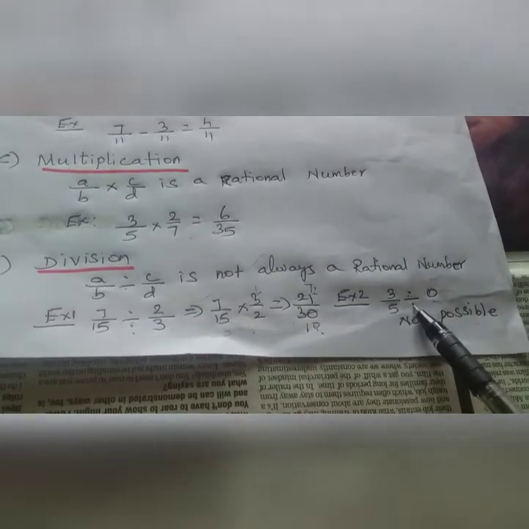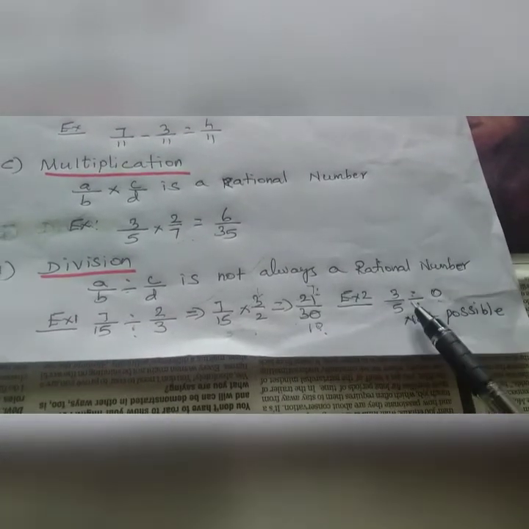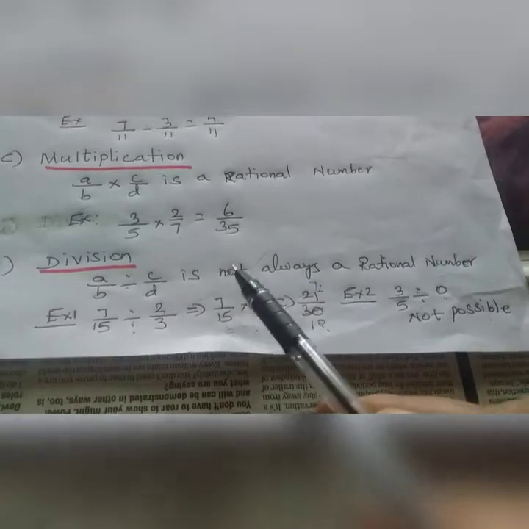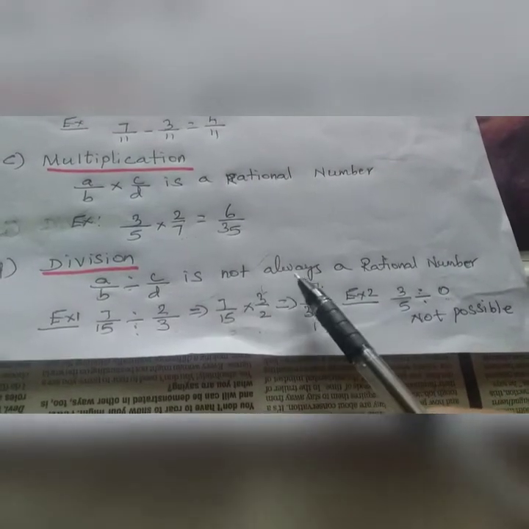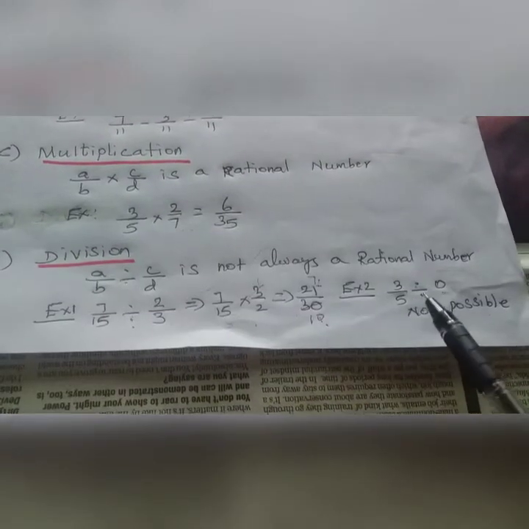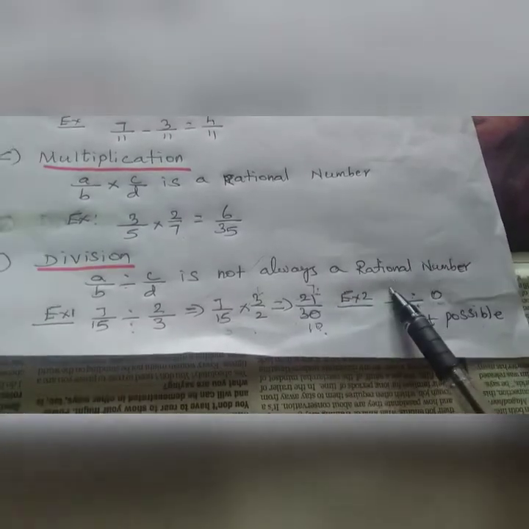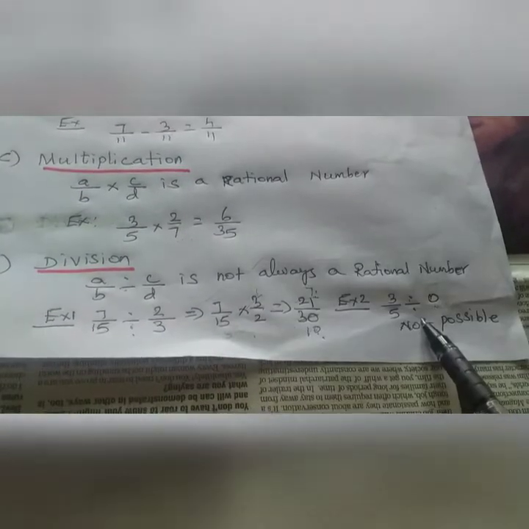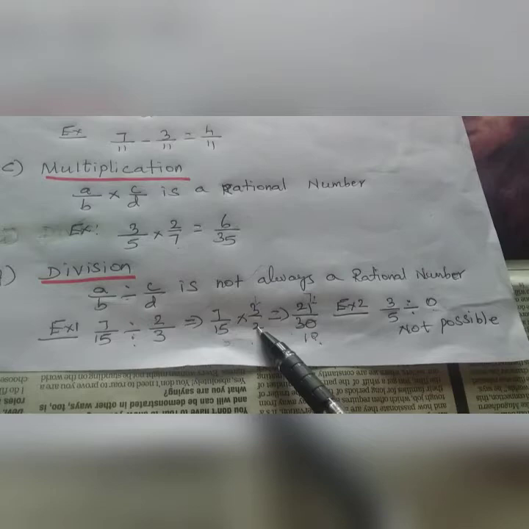So when you divide a rational number by 0, this division is not possible. We are not able to divide. That is why we say the division is not always closure. When the denominator is 0, the division is not closure. Closure property is not true for division. Otherwise, it is okay. We are getting a rational number only.